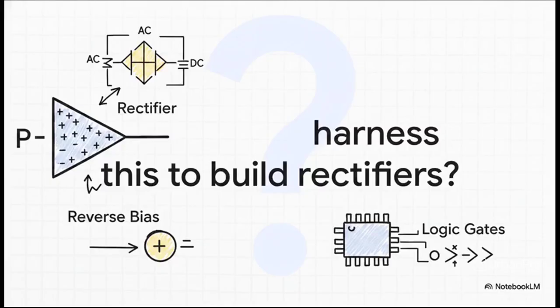So the provocative question I want to leave you with is this. What happens to that carefully balanced depletion region when we attach a battery to it and crank up the voltage in forward or reverse bias? Well, that is the ultimate secret to building rectifiers and logic gates, and we are going to dive deep into exactly that in our next explainer.